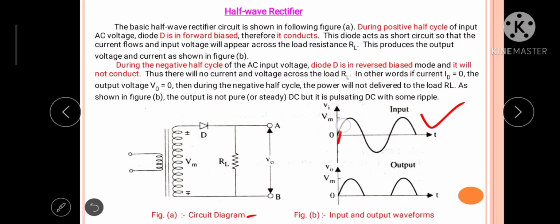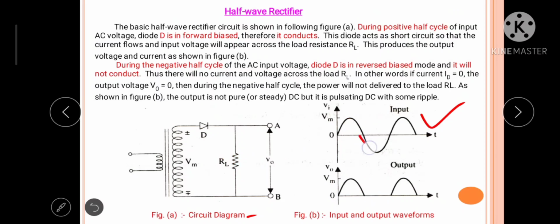During the first positive input half cycle, this terminal is positive with respect to the next terminal. Due to this positive polarity, diode D is forward biased and it will conduct. The current flows through the diode like this, and it will flow through the load also. This means we are getting some output voltage during this half cycle. So this output voltage can be shown like this.